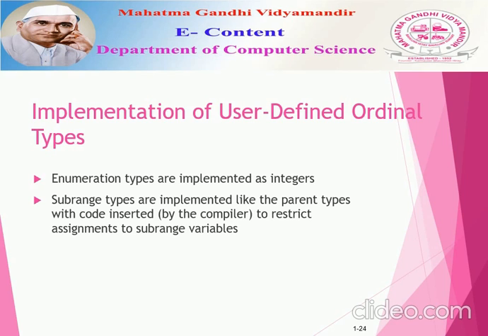Implementation of user-defined ordinal types: enumeration types are usually implemented by associating a non-negative integer value with each symbolic constant in the type. The operations allowed are dramatically different from those of integers, except for the relational operators, which are identical. Subrange types are implemented in the same way as their parents, except that the range check must be implicitly included by the compiler in every assignment.